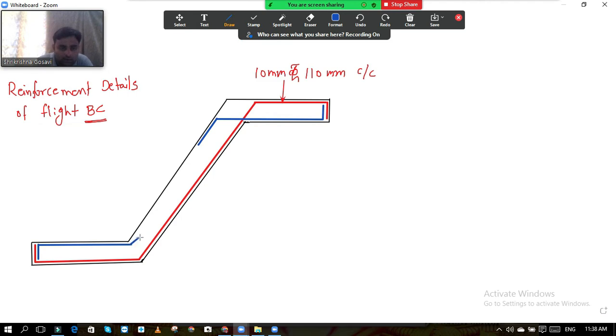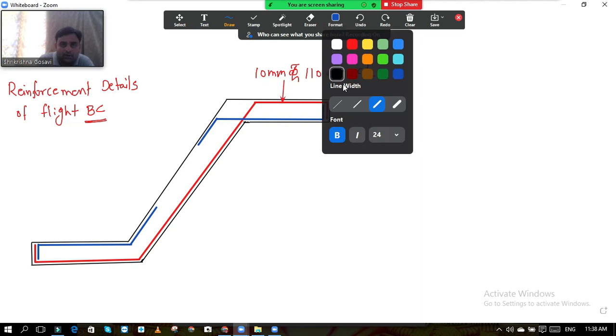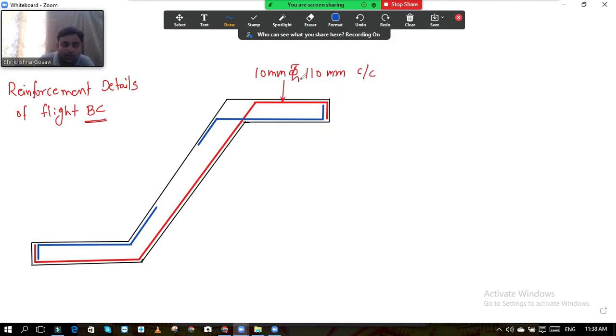This blue is your top extra bars. The top extra bar has spacing double that of the main steel. So this top extra bar is 10 diameter, about 220 center to center, double the spacing.